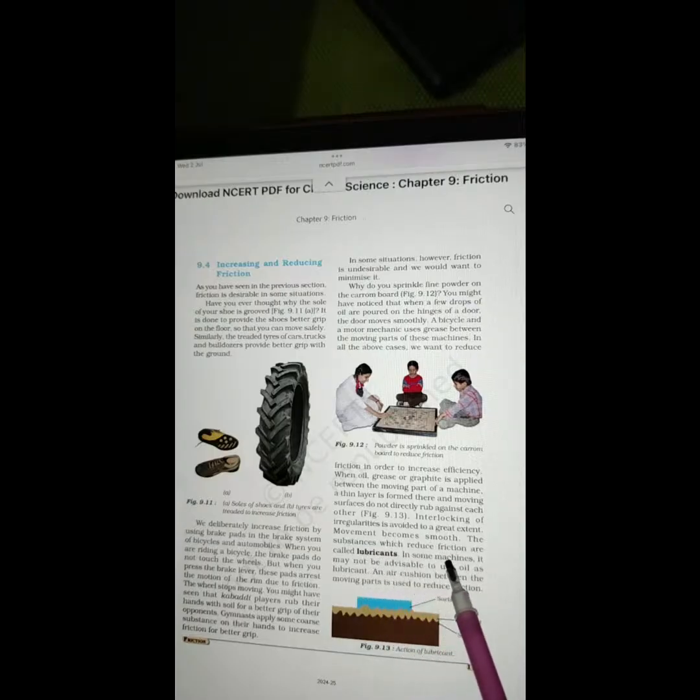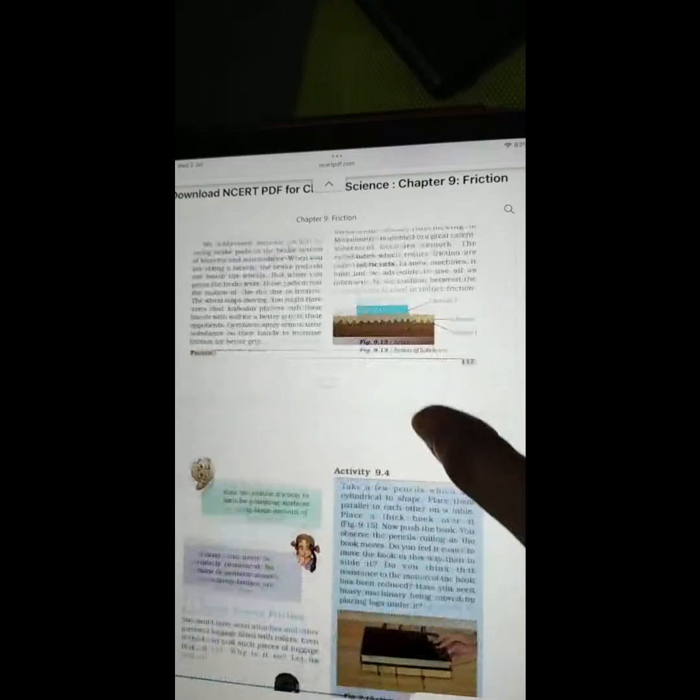Movement becomes smooth. The substances which reduce friction are called lubricants. In some machines, it may not be advisable to use oil as lubricant. An air cushion between the moving parts is used to reduce the friction.